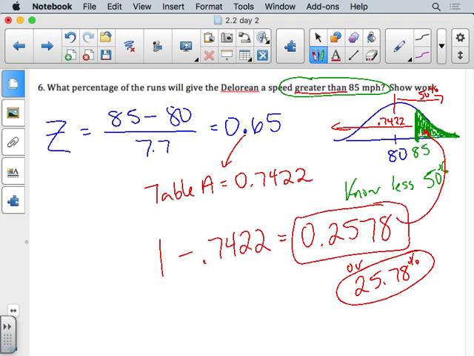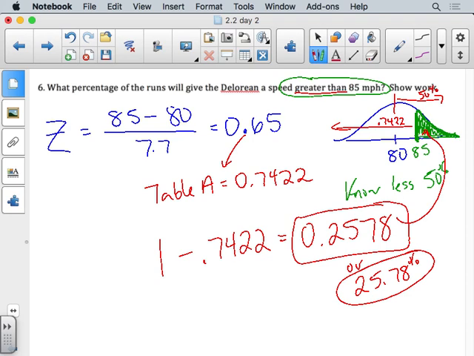So what you need to do on these problems, you need to show that you did your z-score, you need to show that you got this from table A, and then if you had to do something else, you know, show that you did 100 minus it. So writing out your steps, showing you know what's going on, and that's what that would be.